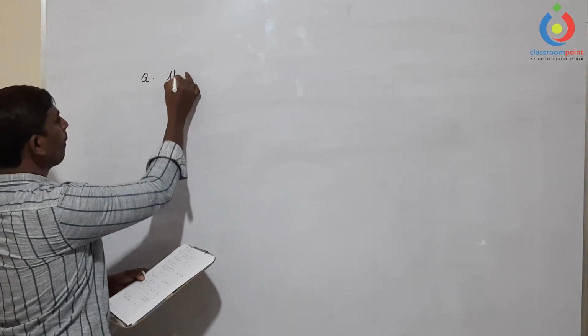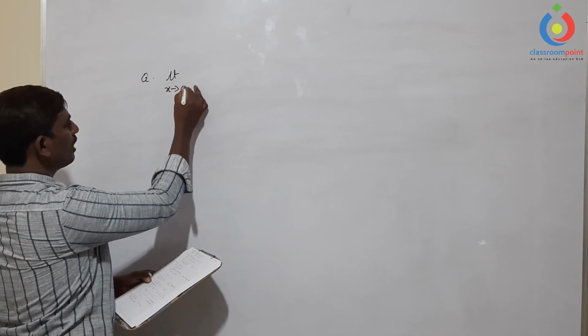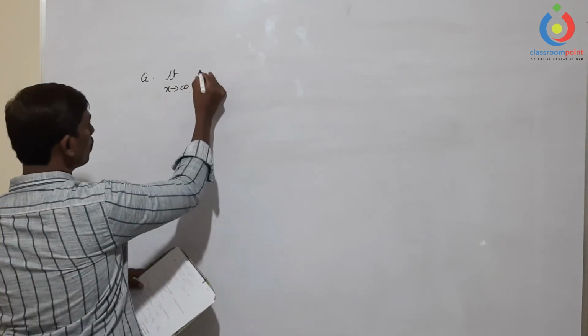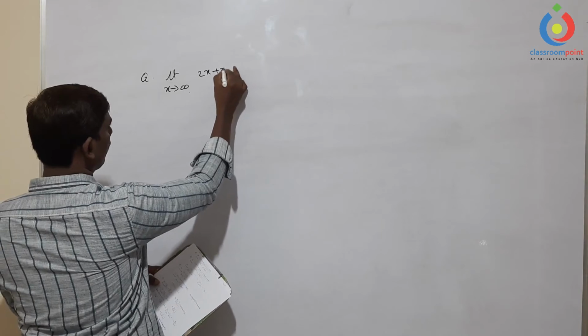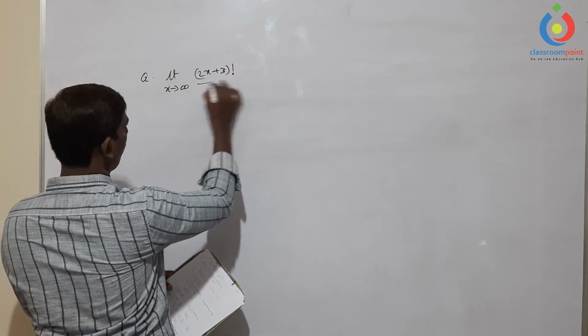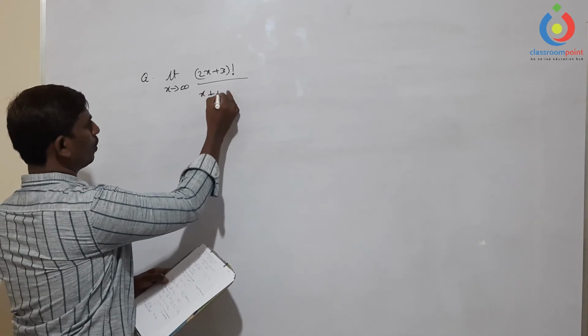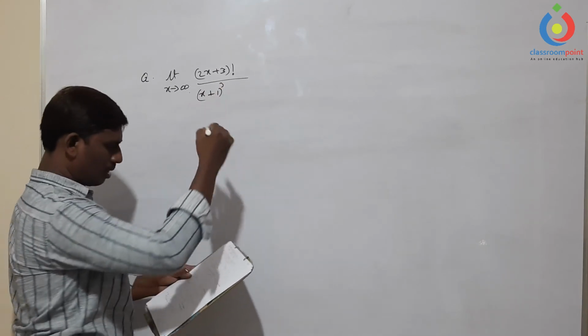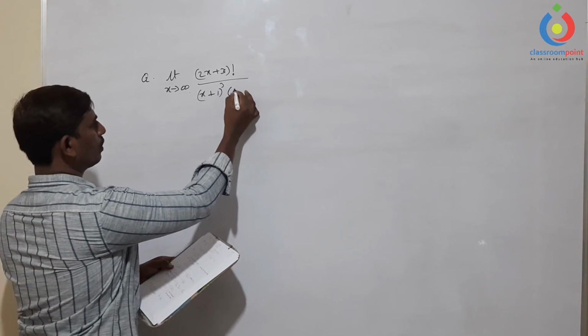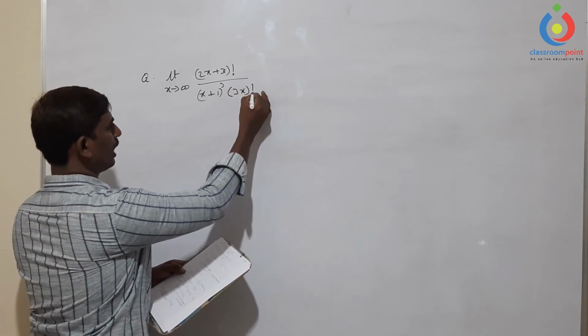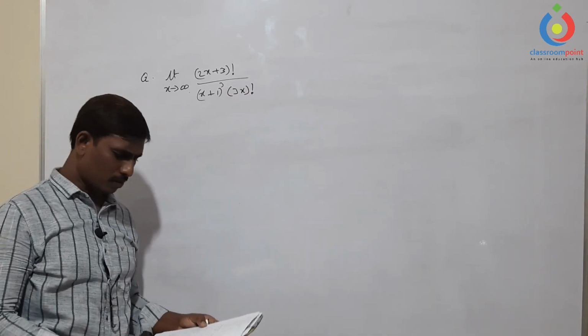Limit x tends to infinity of (2x plus 3) factorial by (x plus 1) whole cube into (3x) factorial. Then what is the value?